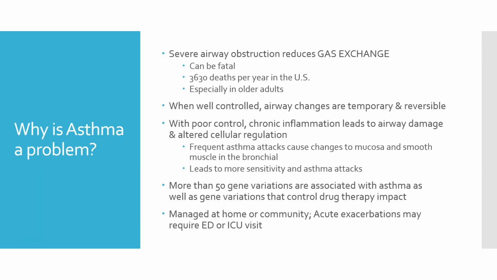So why is asthma a problem? With that severe airway obstruction, we reduce our ability to exchange our oxygen and CO2. So our gas exchange is being impaired. As a result, of course, this can be fatal. Per year in the US, there's 3,630 deaths related to asthma attack. This is especially the case in older adults.